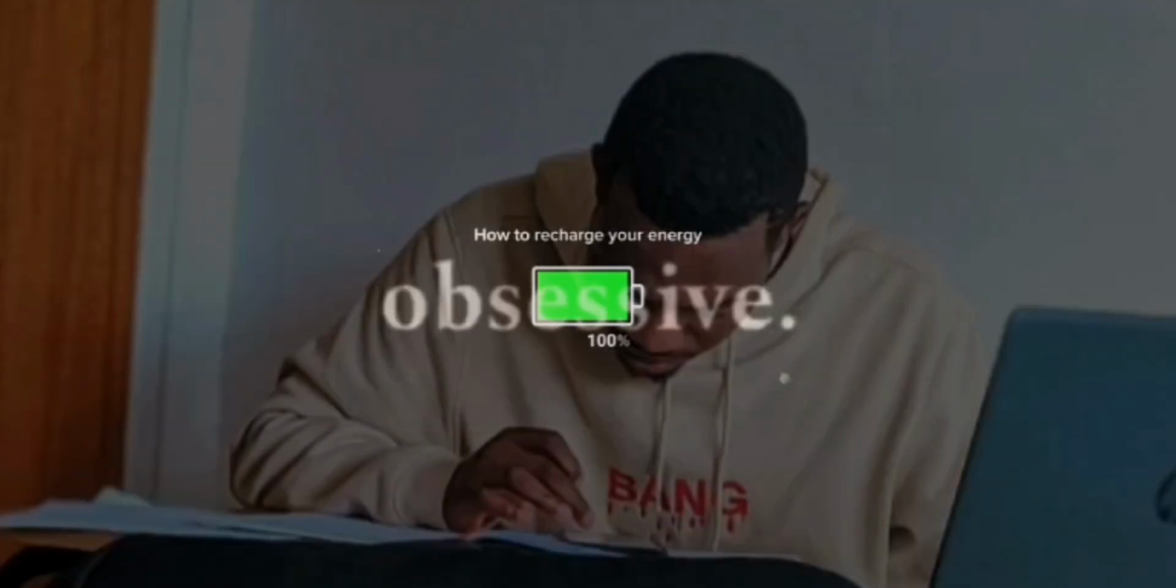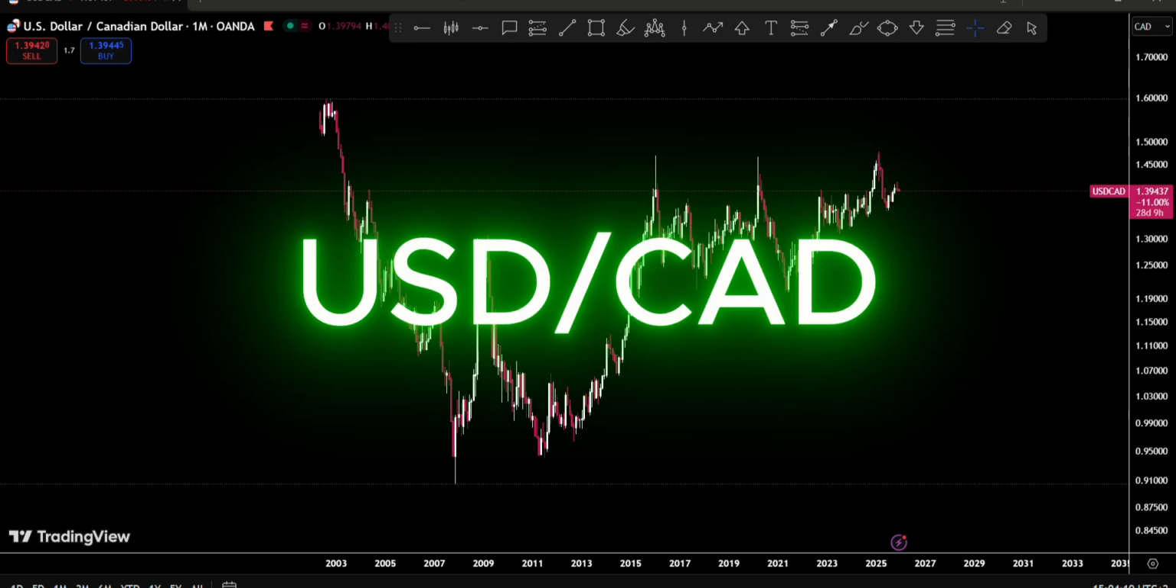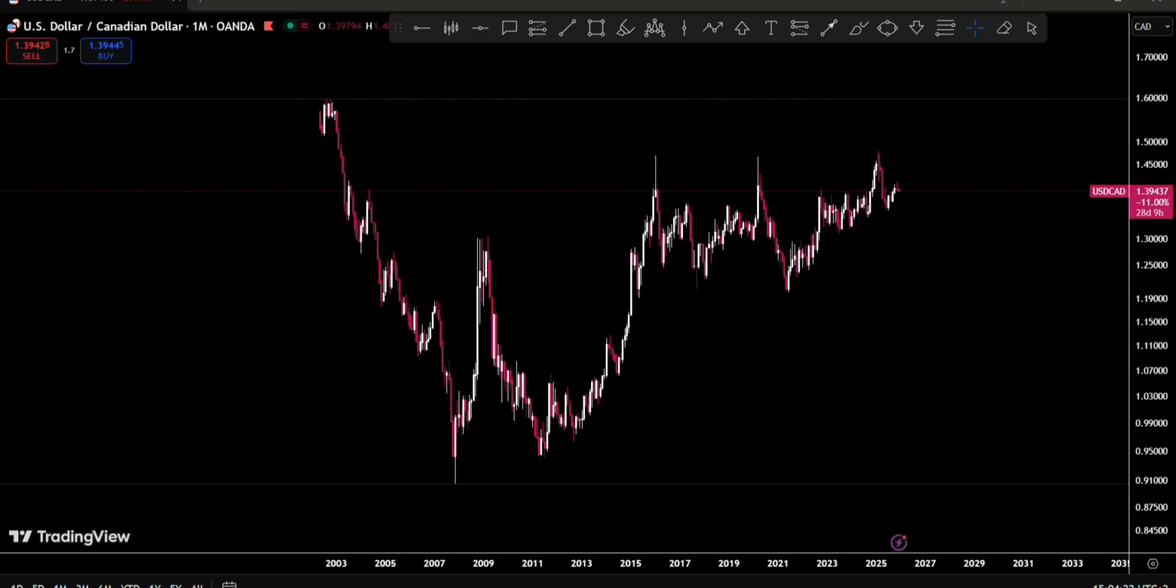So let's work. We are going to be analyzing two things, USD CAD and also gold. We are going to start with USD CAD.